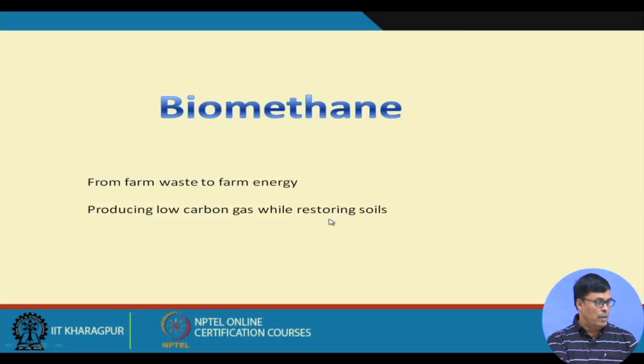Now, biomethanation turns waste into energy, producing low carbon gas while restoring the soil. Most high carbonaceous fuels, when you burn them, produce a lot of particulate matter in the air that causes environmental pollution. Since methane is the lowest hydrocarbon, the amount of carbon emission is very low compared to any higher hydrocarbon. So it is environmentally safe.